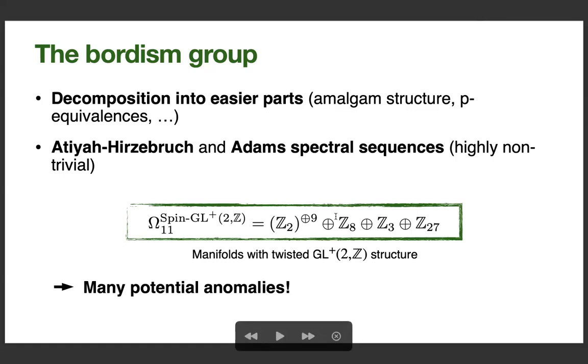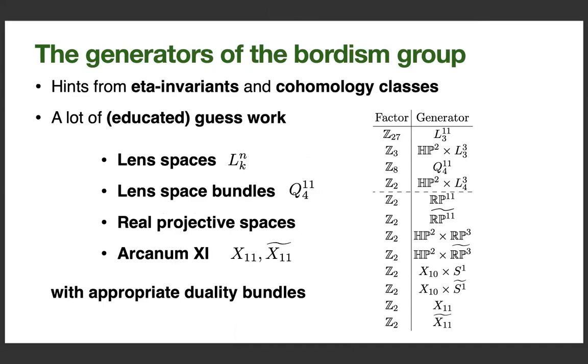So of course I didn't show you any of the details here, I just flashed the result. I do the same thing with the generators. Unfortunately for the generators, there is no real description of a recipe that always works in order to generate all the manifolds. So there's a lot of educated guesswork, with some hints coming from, for example, eta invariants that we'll come back to later, and cohomology classes in terms of the tangent bundle as well as the duality bundle.